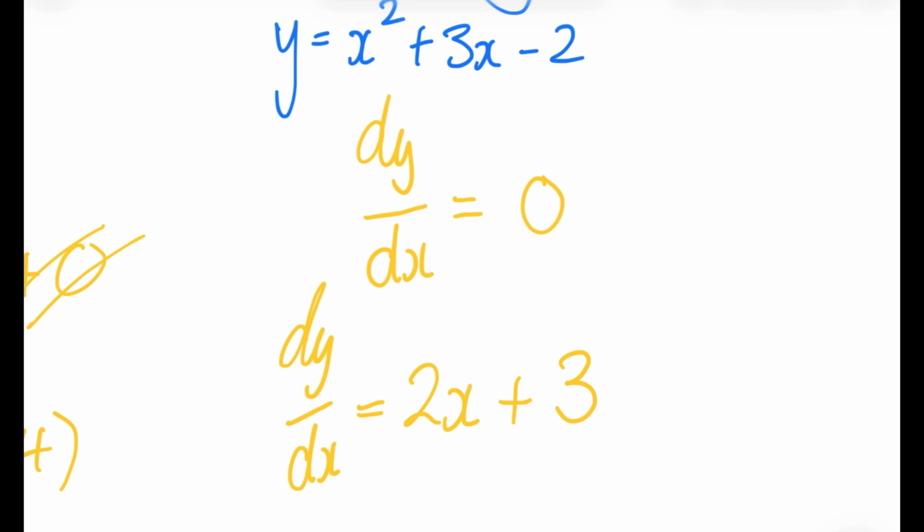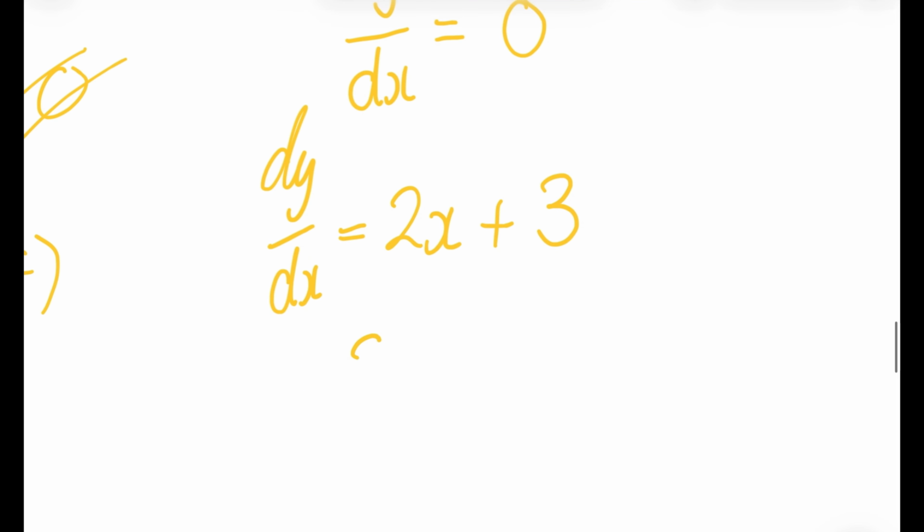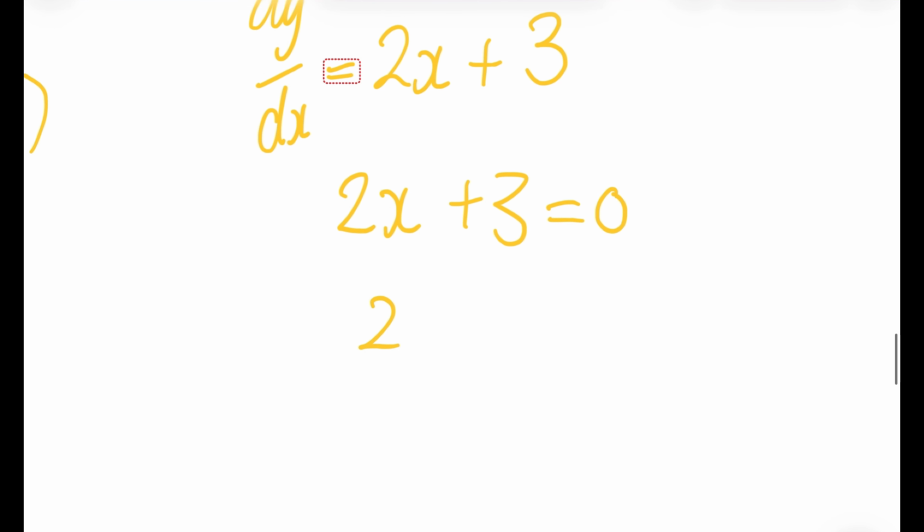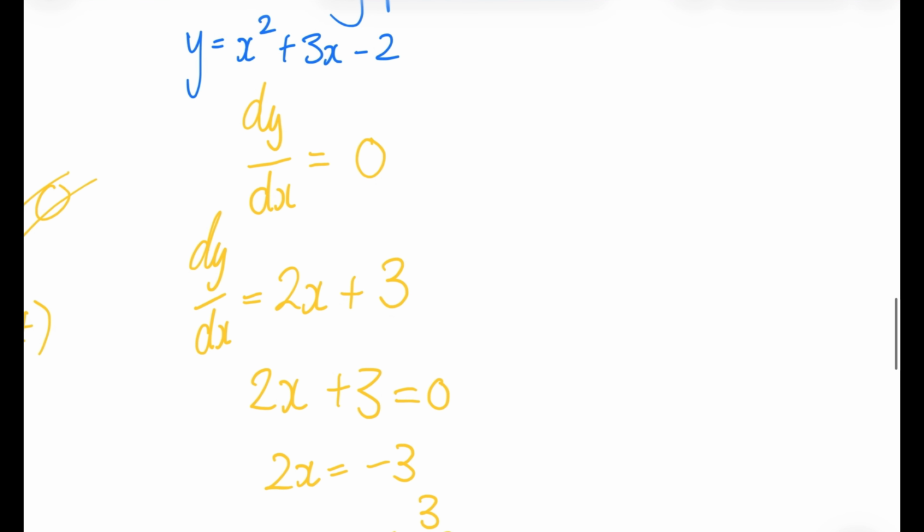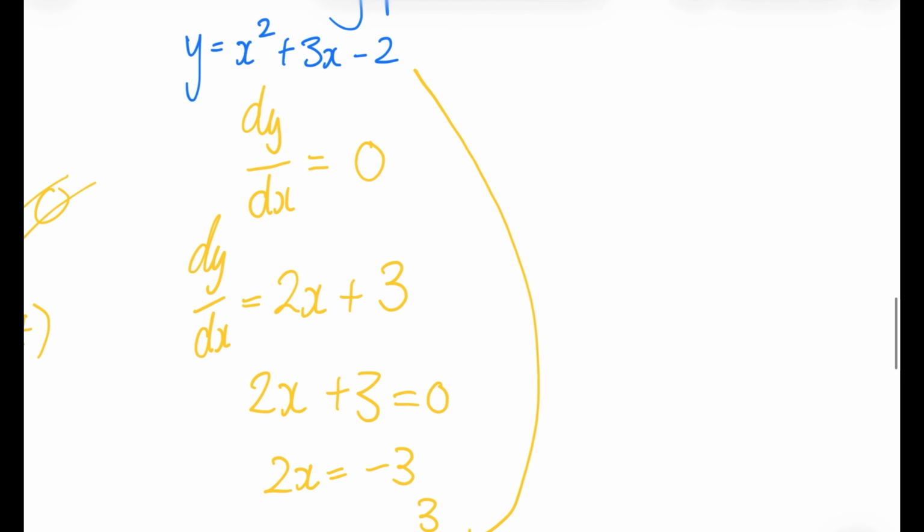And then what we're going to do is we're going to set that equal to 0: 2x plus 3 equals 0, 2x equals minus 3, so x equals minus 3 over 2. And then we're going to take this minus 3 over 2 and we're going to sub it back into this to get our y coordinate.